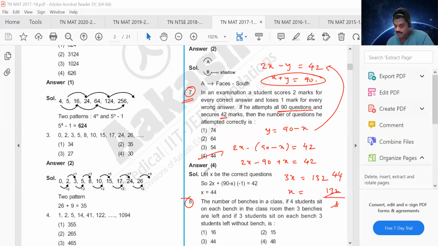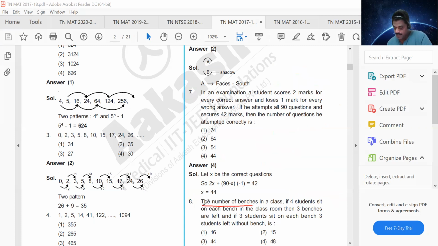Now moving on to the next question, question number 8. If you observe over here, the number of benches in a class: if 4 students sit on each bench in the classroom, then 3 benches are left. And if 3 students sit on each bench, 3 students are left without a bench. First of all, I will take the number of benches to be x and the number of students to be n.